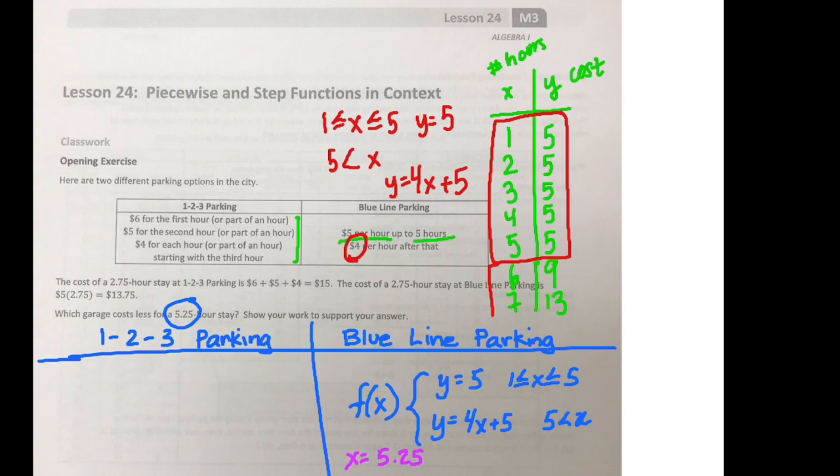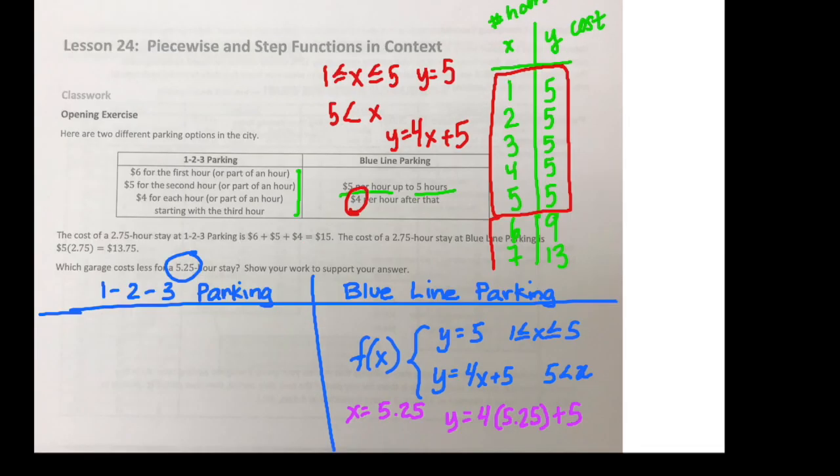Now, to answer the question, how much would this be for a 5.25 hour stay, you have to plug it in. Now, which function do you plug it in? Well, because it's more than 5, then you would have to plug it into the second equation, 4x plus 5. In this case, it gives us the cost of $26 for the blue line parking.